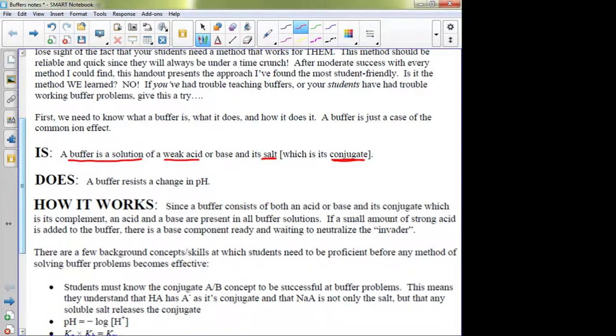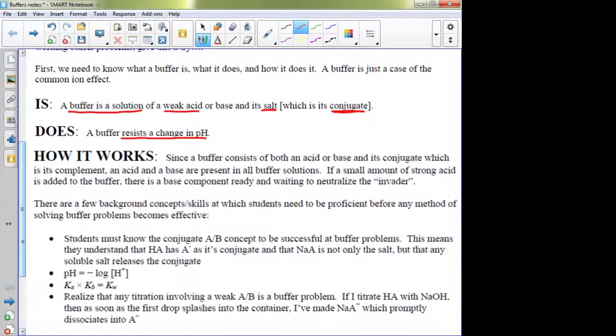What does a buffer do? A buffer resists a change in pH. So that makes sense. I'm adding NaOH and it's not changing. It's because I'm working with a weak acid. And anytime I have a weak acid or a weak base, what I have created is a buffer. Well, this doesn't make sense. You're saying, so how does it work?